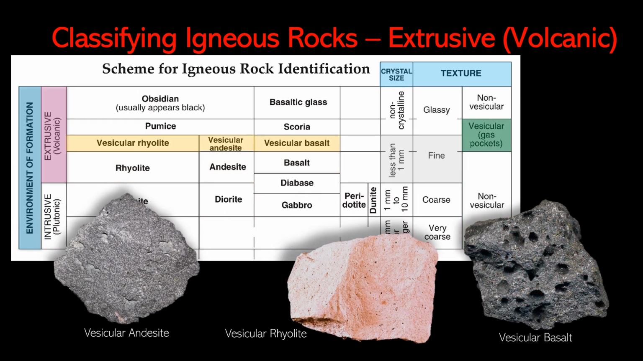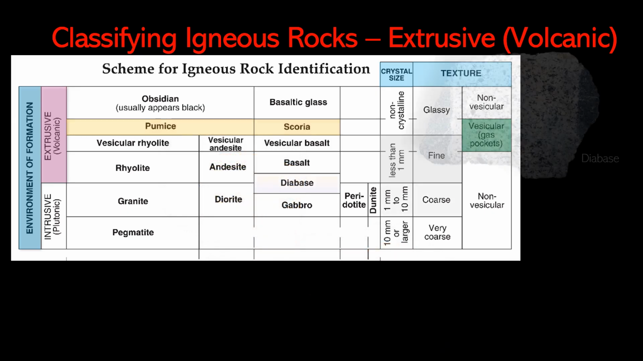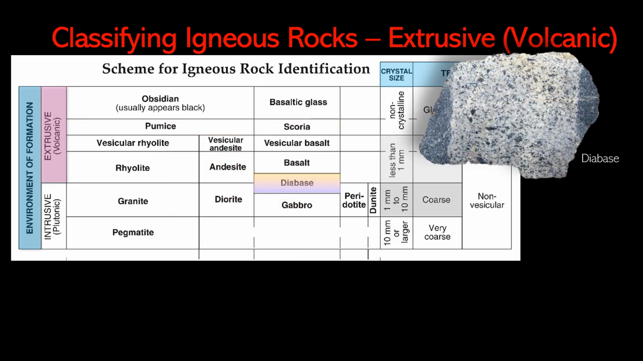If any of these contain gas pockets, they are called vesicular andesite, vesicular rhyolite, or vesicular basalt respectively. Examples of other vesicular rocks are pumice and scoria. One igneous rock that forms close to the surface and has a medium grain size is diabase.